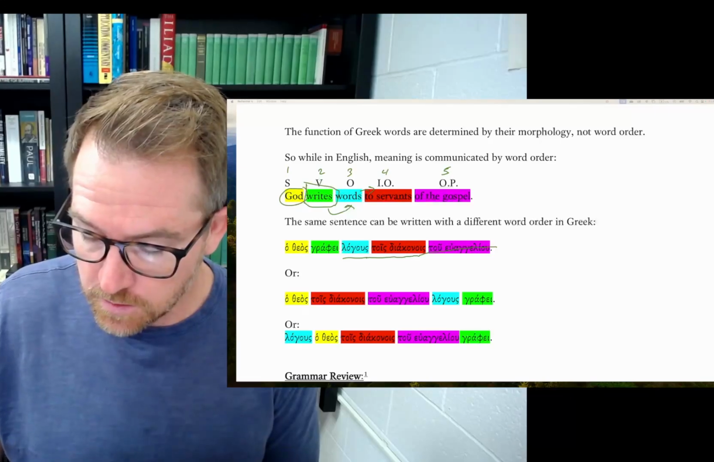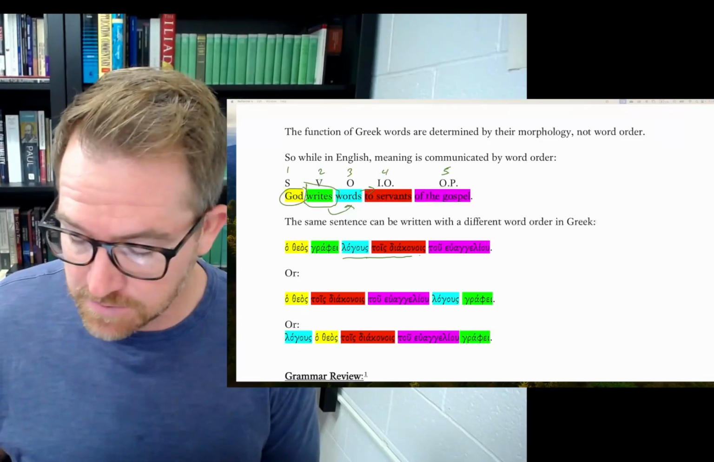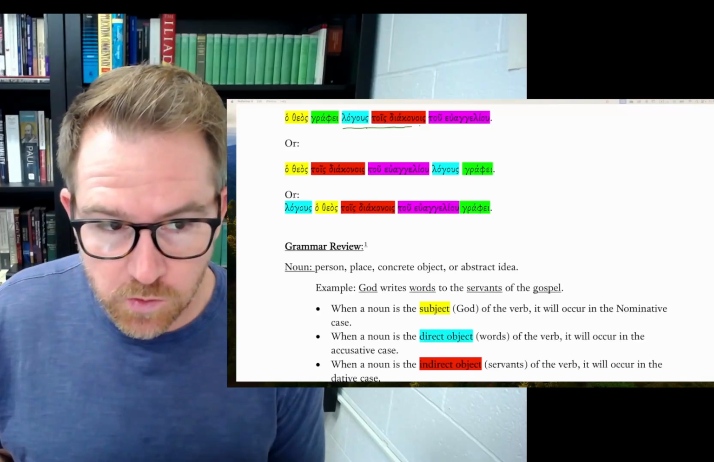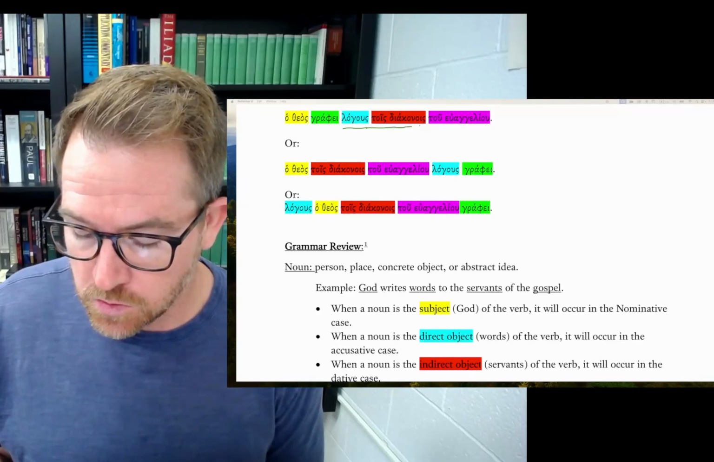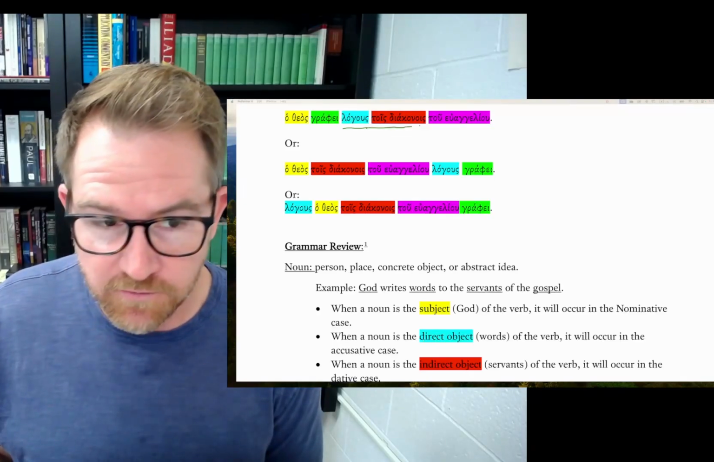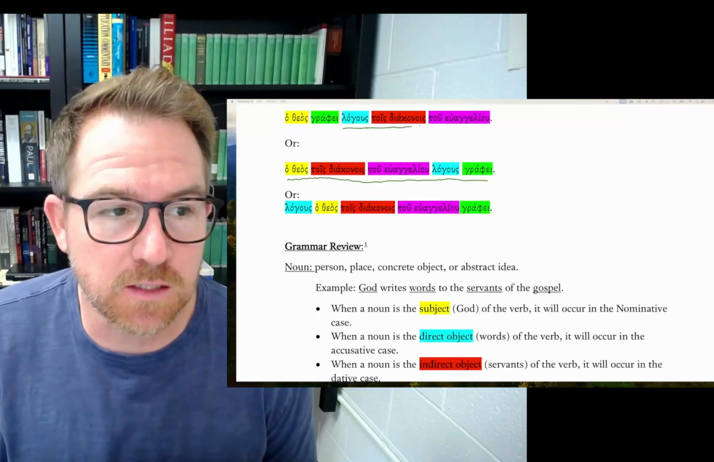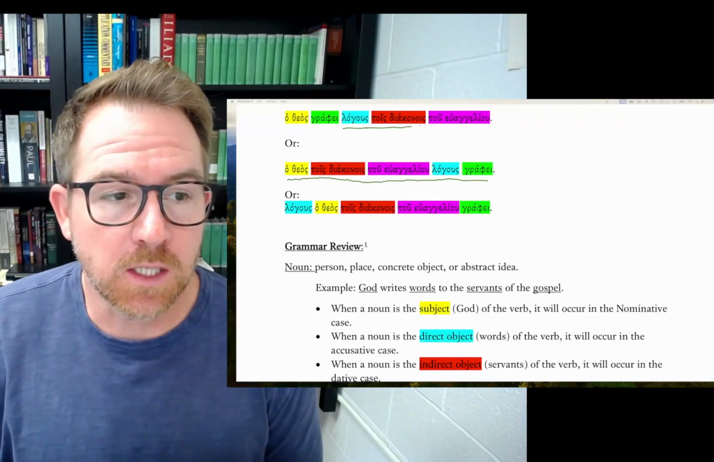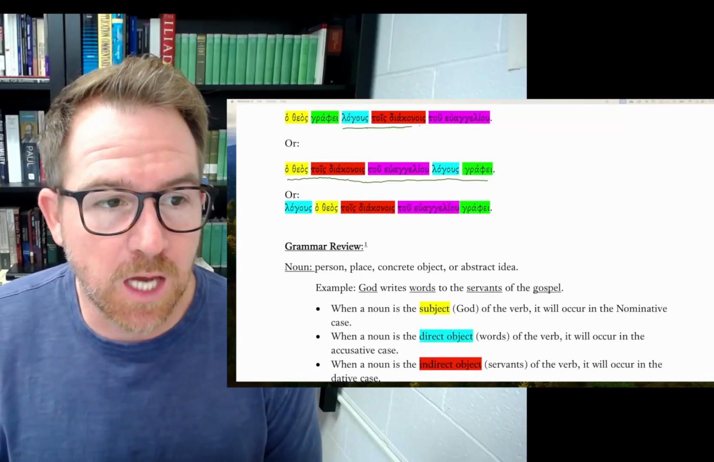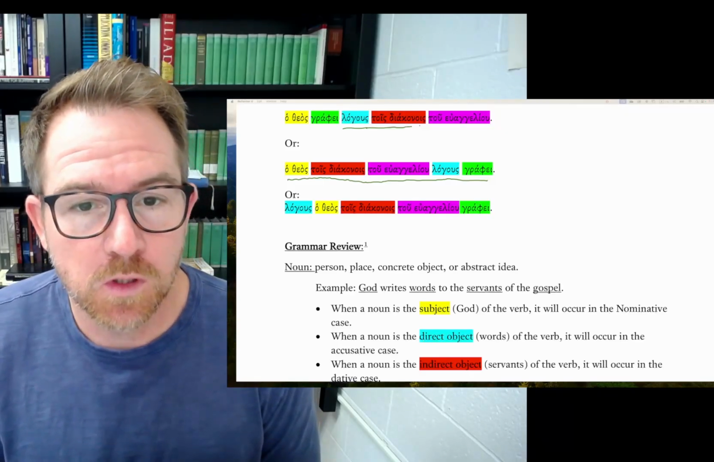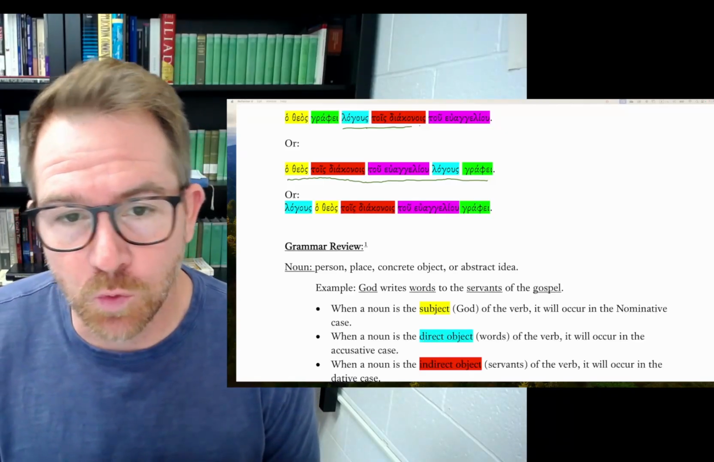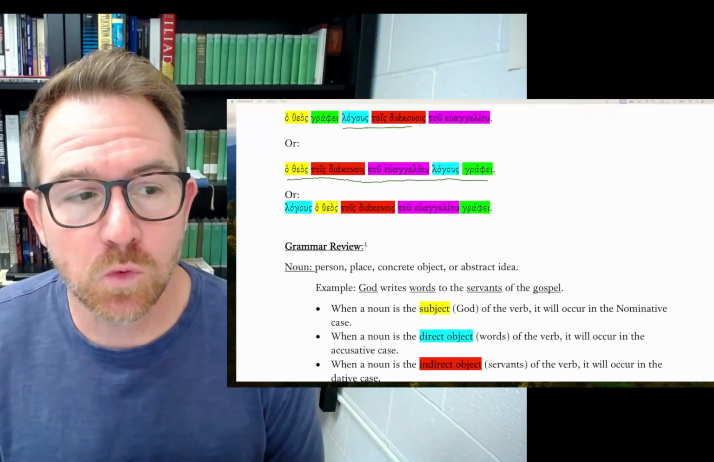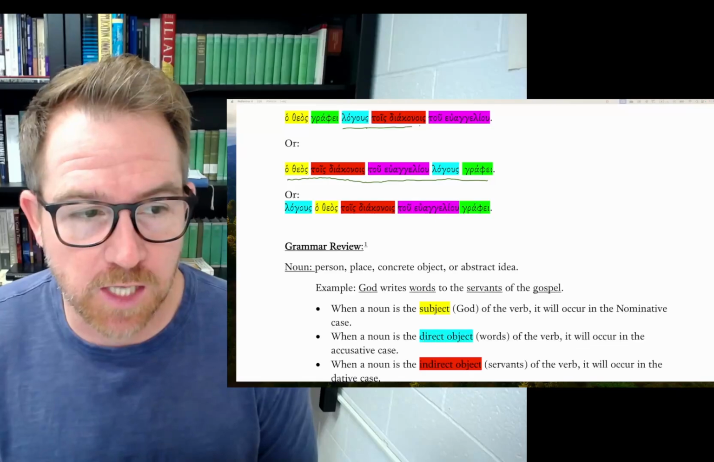All fine and good. But you can have this exact same sentence and rearrange the word order to ho theos tois diakonois tou euangeliou logous graphei. And in that instance, you have the same exact meaning. In English, the word order would be God to the servants of the gospel words writes, but you would rearrange it for the translation: God writes words to the servants of the gospel.